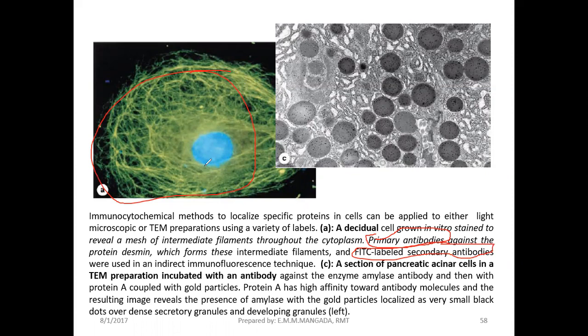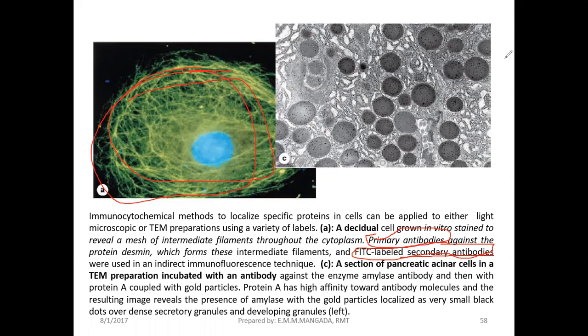And then we can detect the binding of the primary antibody with the desmin through the use of your secondary antibody. So it's the secondary antibody that is labeled with your FITC. So what we detect now is their binding. So there it is. Okay, so we have detected our intermediate filaments through our protein desmin. So if you can see, guys, what is specifically detected is our desmin.